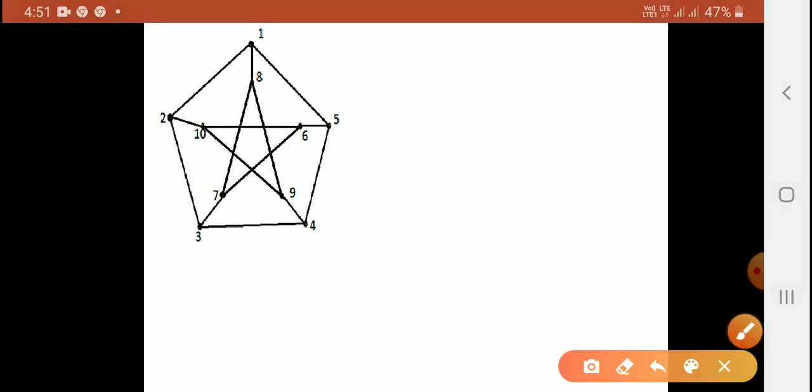Now this is an example. Consider this graph. Check whether it is Hamiltonian or not. So we start with vertex 1, 1 to 2, 2 to 3, 3 to 4, 4 to 5, 5 to 1. Again 1 to 8, but here the cycle is closed and it does not span all the vertices of the graph G. So this is not a Hamiltonian graph.